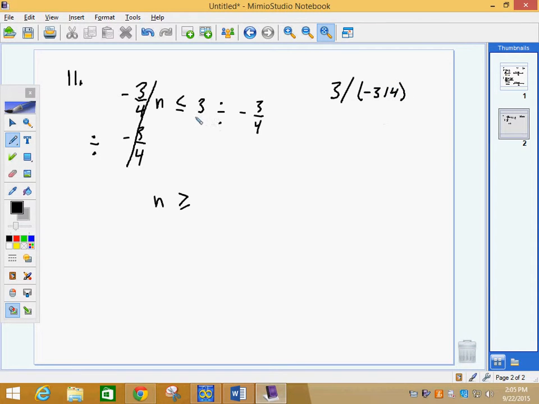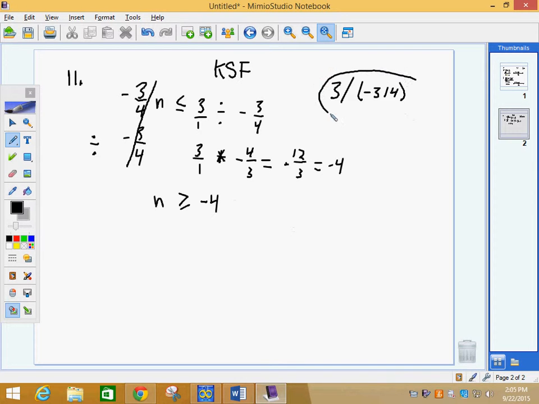But if we were doing this by hand, we would have to put this over 1, and then we would use keep, switch, flip. Again, this is only if you're doing the fractions by hand, which means I keep the first fraction, I switch the sign to multiplication, I flip the last fraction, and then I multiply top times top, bottom times bottom. 3 times 4 is 12. 1 times 3 is 3, and it's negative because a positive times a negative is a negative, and that becomes -4. Again, n is greater than or equal to -4.